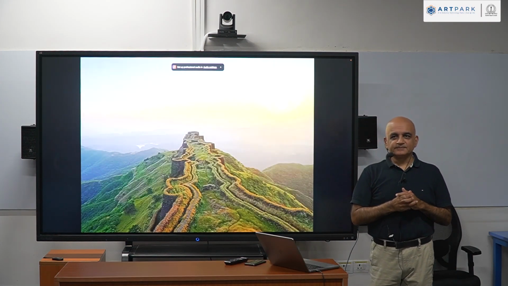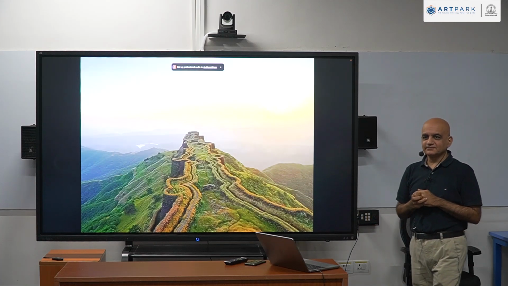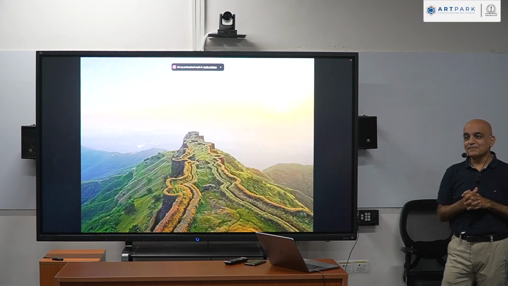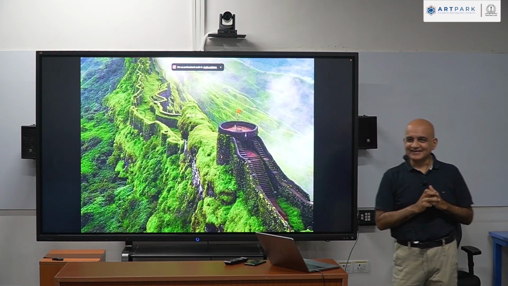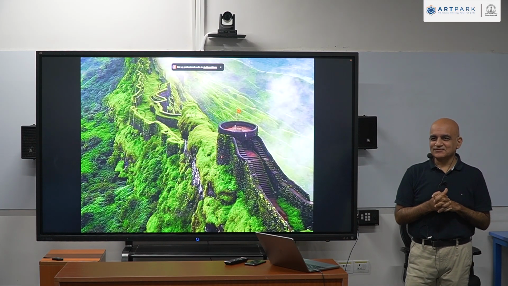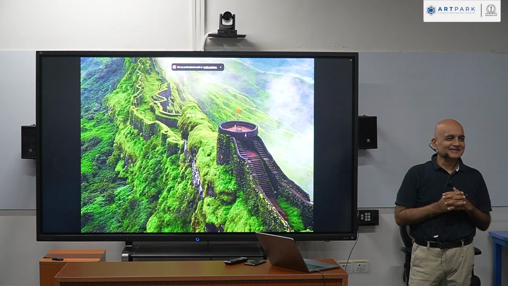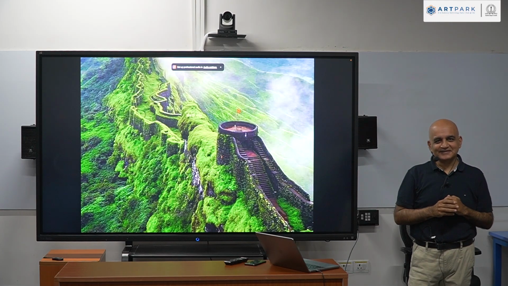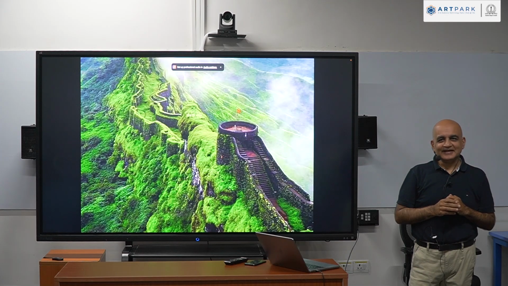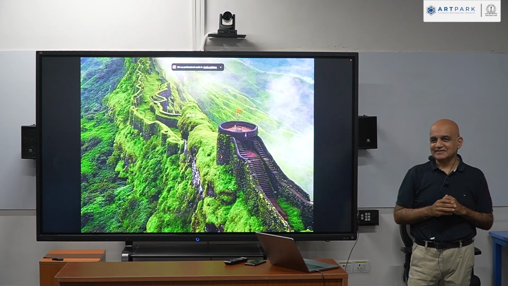Which place is this? Some fort in Maharashtra, okay. One more, the same fort in Maharashtra. Which fort is this? Sinhgarh, no, not Sinhgarh. Sinhgarh is a much bigger fort. One more guess? Random guess.